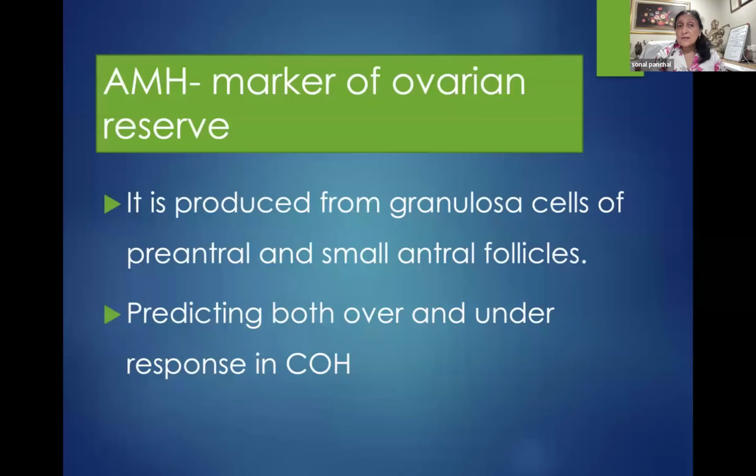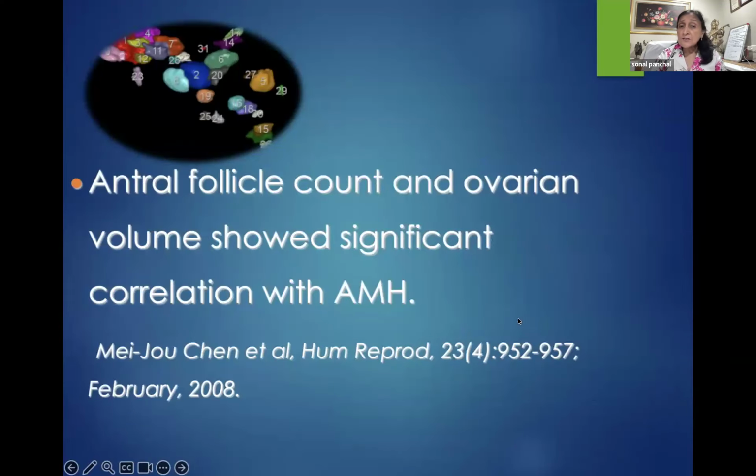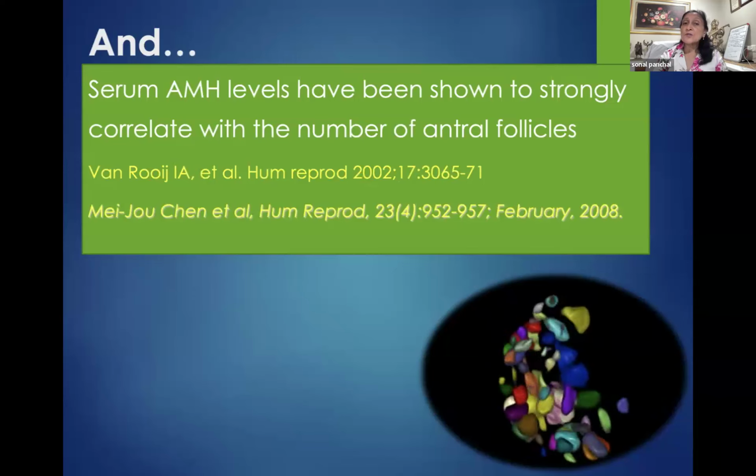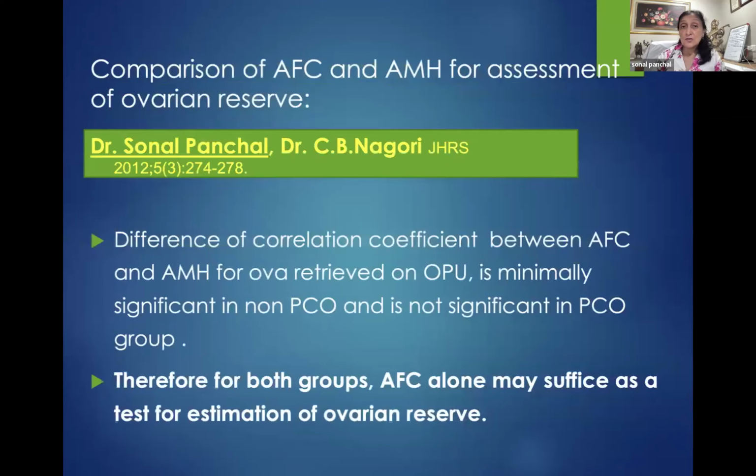Starting with AMH, we know that it is a marker of ovarian reserve. It is produced from the granulosa cells of the preantral and the small antral follicles, and it is used for predicting both over and under response to the controlled ovarian hyperstimulation. Antral follicle count and the ovarian volume showed significant correlation to AMH, and serum AMH levels have been shown to strongly correlate with the number of antral follicles in another study also.